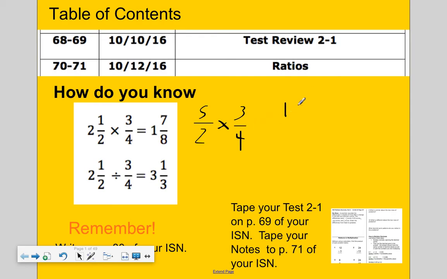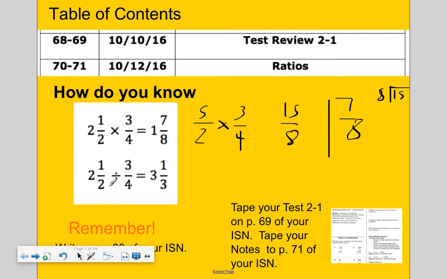So if you multiply this, you get 15/8. How many groups of 8s go into 15? 1 whole and 7/8. If you cannot do that in your head, you can divide 15 by 8 and figure out how many 8s go in 15 one time. Remainder 7 or 1 7/8.